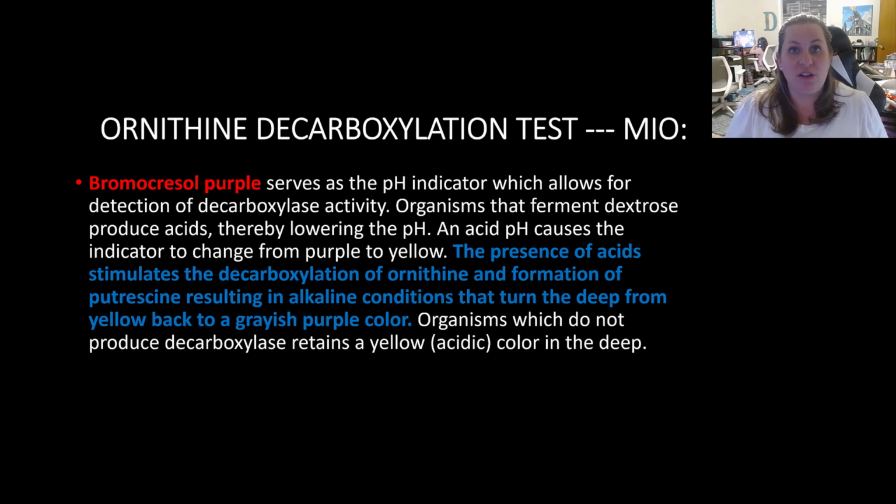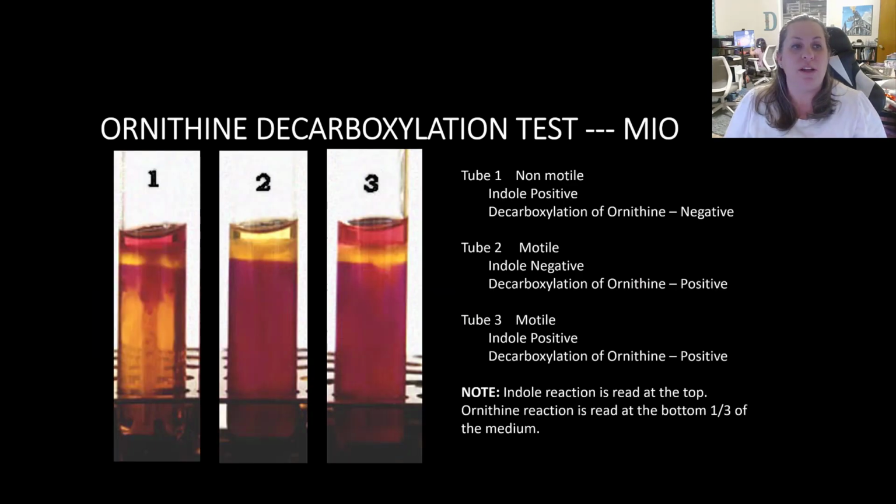Okay, so we do see there's a color change that can happen. So the presence of acids stimulates the decarboxylation of ornithine. We do see that it creates what we call alkaline conditions. So this will turn the deep from a yellow back to a grayish purple color. Organisms which do not produce decarboxylase retain a yellow or acidic color in their deep, meaning the deeper part of the stab.